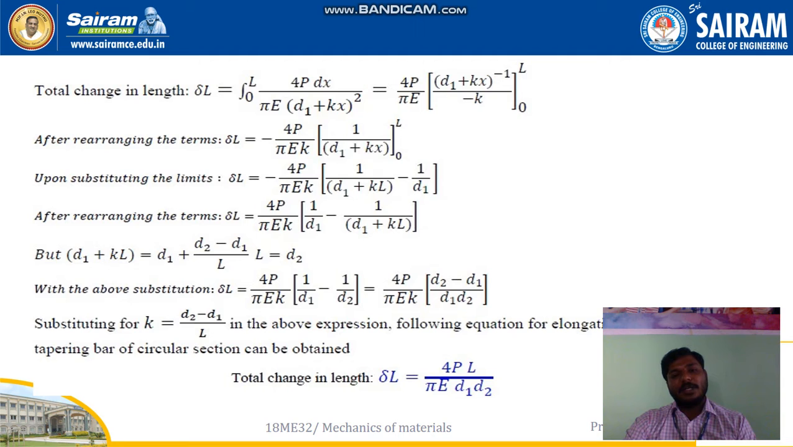d1 minus 1 by d2, that will be equal to 4P divided by pi Ek into (d2 minus d1) divided by d1 into d2, where by substituting the k, the k value is nothing but (d2 minus d1) by L in the above expression, we got the elongation. Now finally for the tapered circular section of the bar, the total change in length can be obtained: you can see that 4P is nothing but a load, L is the length, E is Young's modulus, where D1 is the smaller diameter and D2 is the larger diameter, with respect to this total change in length.